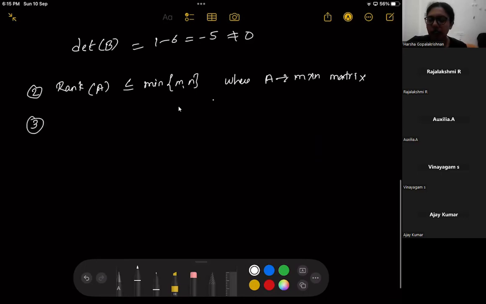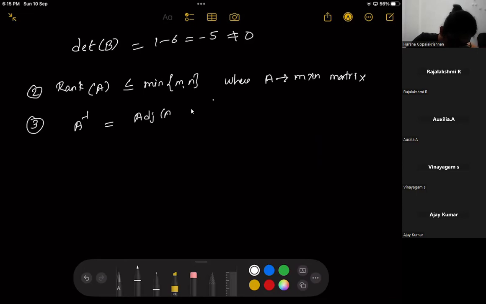Now, the next thing covered in the class is just the basic properties of matrices. In that, I will just state one result. If A is invertible, that is, if determinant of A is non-zero, then A inverse is adjoint of A by determinant of A.